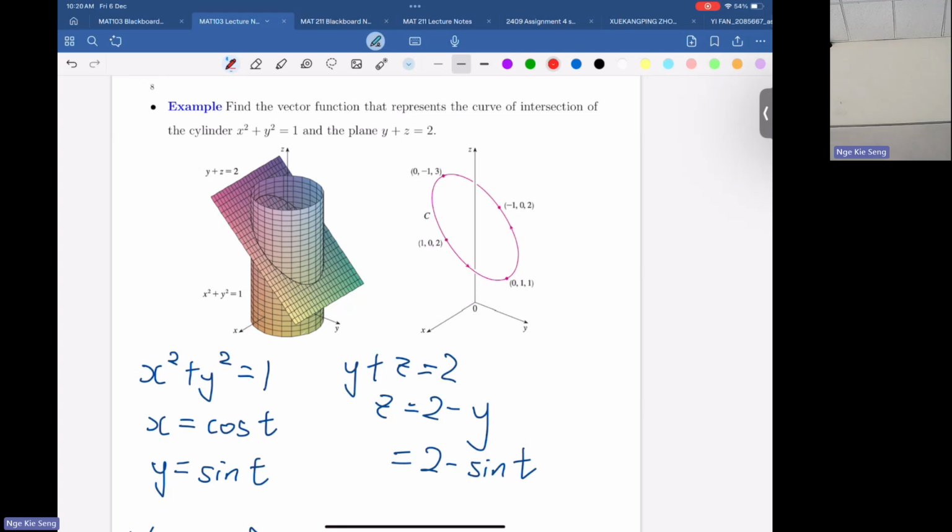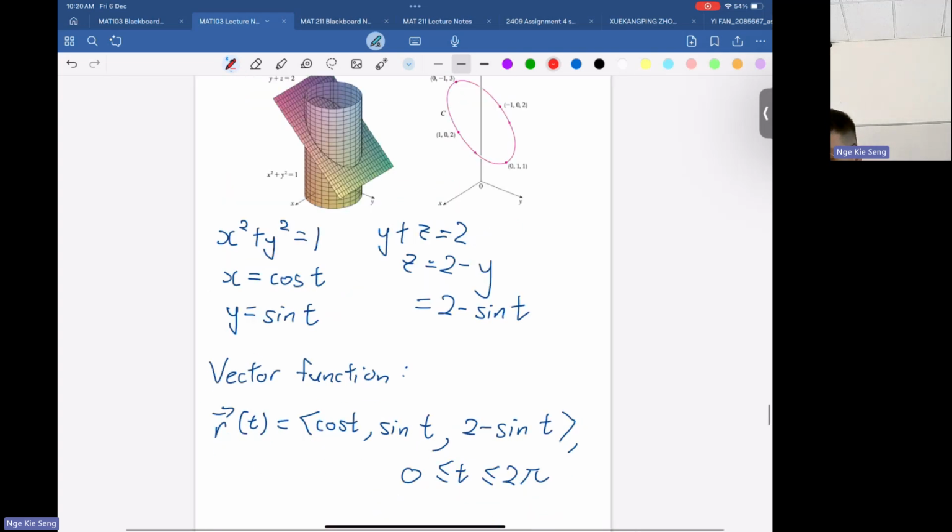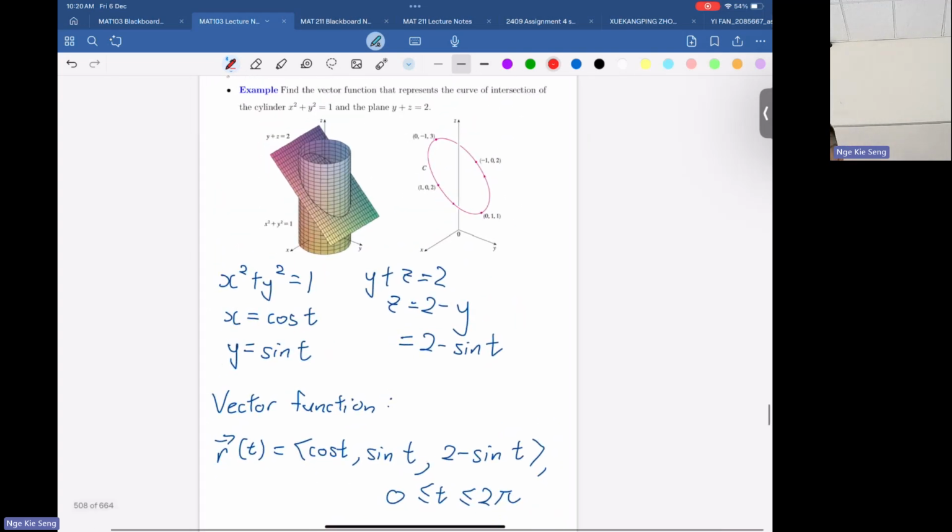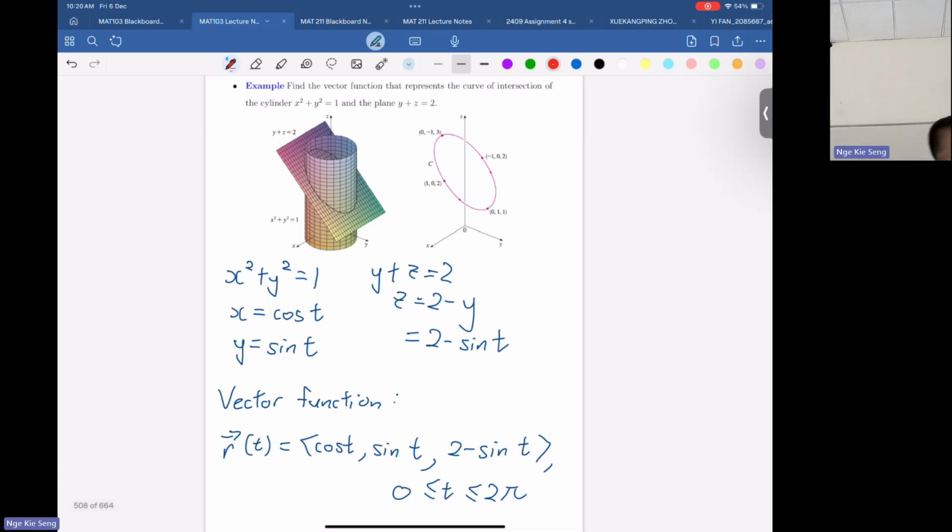But you need to satisfy the other plane equation here. In the plane equation, the z will depend on y. So if you fix your x and y, pretty much your y is fixed already, then your z will depend on your y here. So if you put all these variables together, the vector function that you're looking for is cos t, sine t, 2 minus sine t. So maybe this is the trajectory you mean.